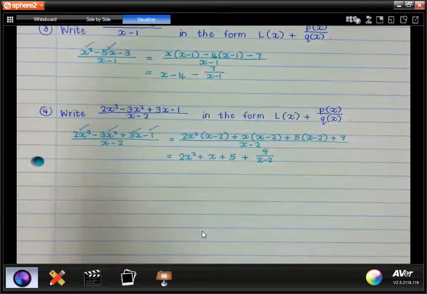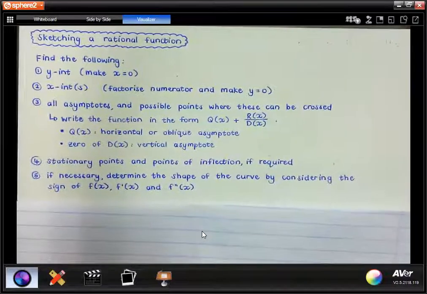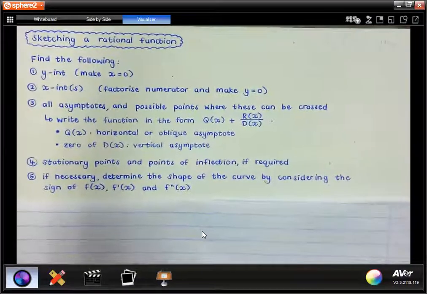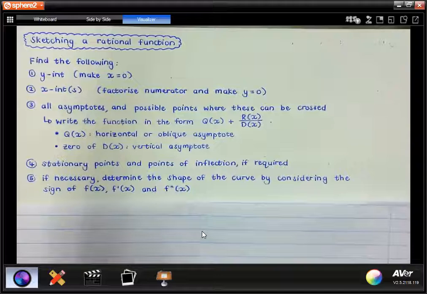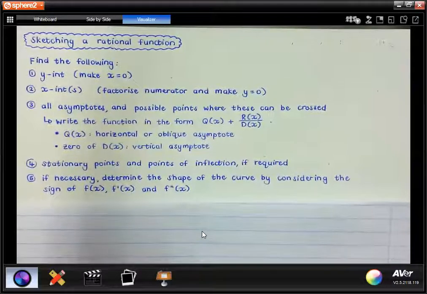Okay, let's do a little, what's the word? Summary of what you must do when sketching a rational function. Because now that you have learned how to do that manipulation, we can start working with actual functions. Okay, so that's quite a long summary. Just copy that down, please, and then we'll go through it. And then we're going to do a separate note on asymptotes, and summarize the different types.